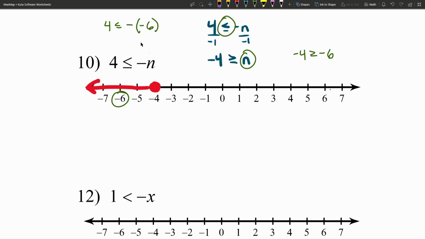And negative, or the opposite of a negative 6, is going to be a positive 6. So we get that 4 is less than or equal to a positive 6, which is true. So you can see that this inequality checks out. Let's move on to our next problem.